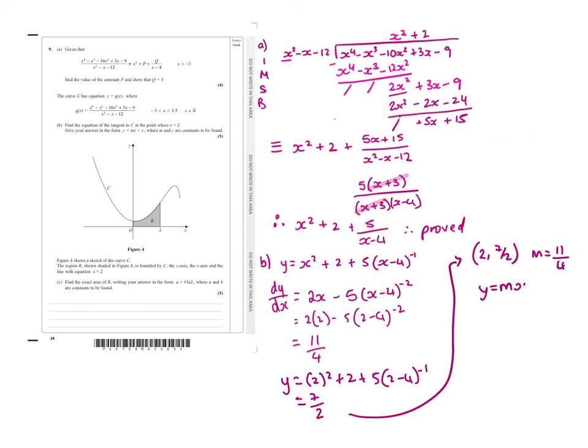We know our gradient is 11 over 4. Equation of a straight line, y equals mx plus c. So I'm going to get 7 over 2 equals 11 over 4 lots of 2 plus c. 11 over 4 times 2 is 11 over 2. 7 over 2 minus 11 over 2, c equals minus 2. So therefore, y equals 11 over 4 x minus 2. So we found the equation of the tangent. Nice and easy, 5 marks really.